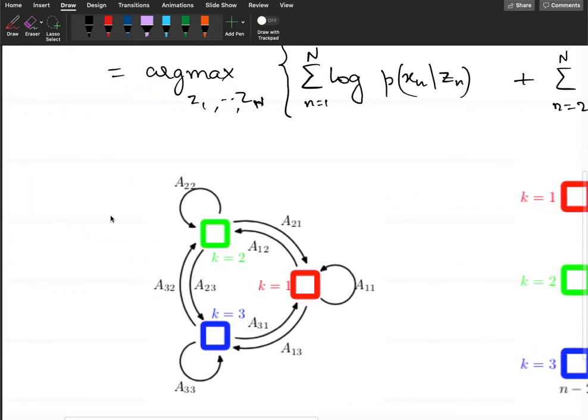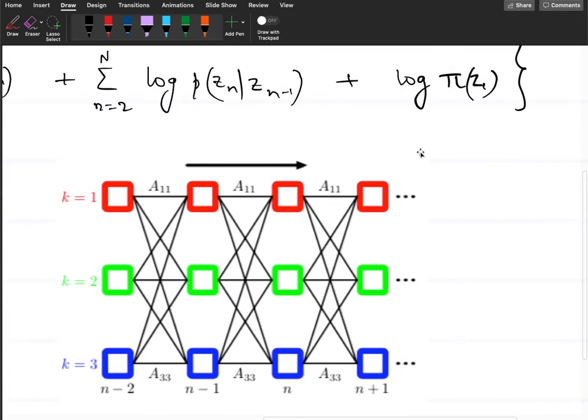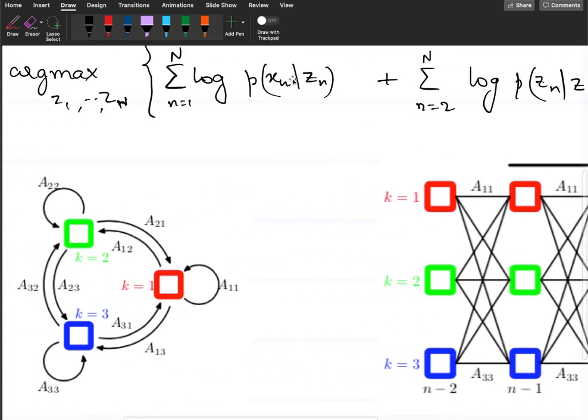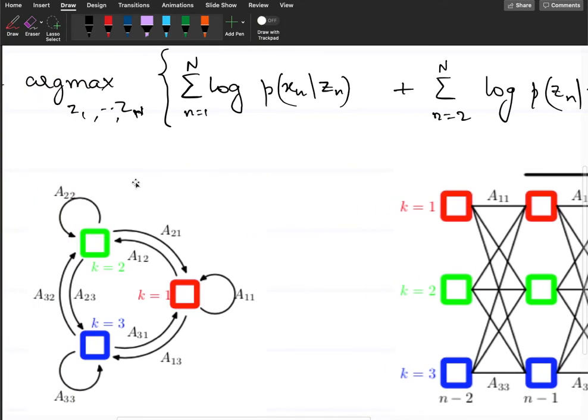And then when you go to the next state, you will emit something there as well. What will that be? P of xn given zn. And then again you make a transition, and then you again emit something. Then you again make a transition, again emit something. All these probabilities, or the log of these probabilities, keep adding, and the probabilities keep multiplying. So this is the basic model.